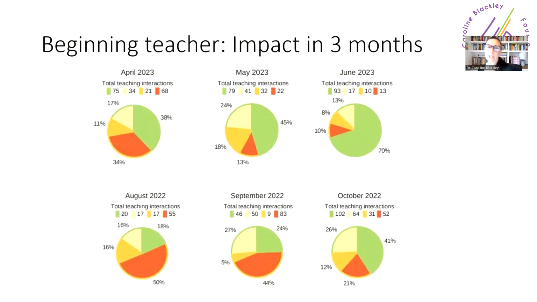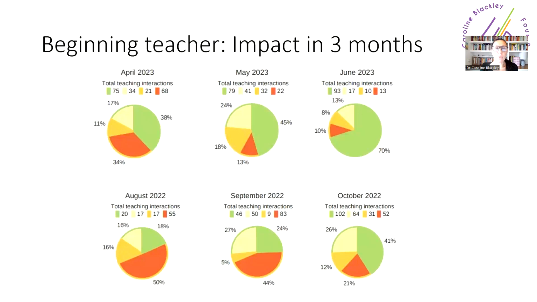The impact on beginning teachers in less than 3 months. As you can see, 2 different schools. The top one, April 2023, these guys had a 34% amber footprint, public redirections. So when you see the bright amber, that is public redirections. The lighter orange is I'm redirecting behaviour and talking to you about behaviour.